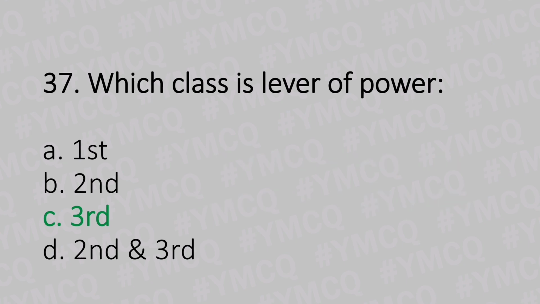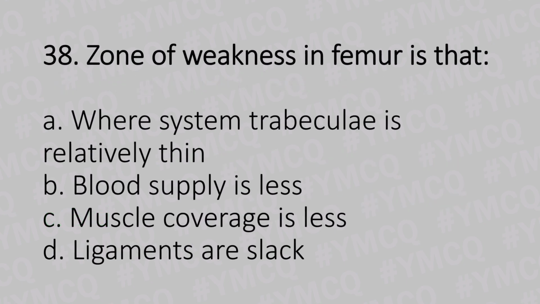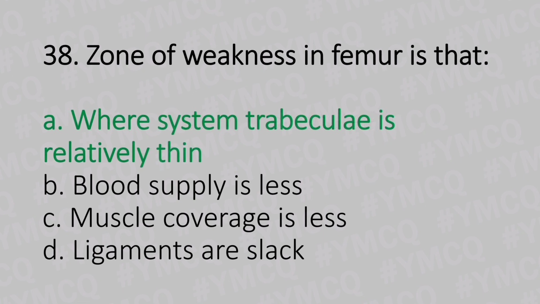Moving to our 38th question, zone of weakness in femur is that: option A, where the trabecular system is relatively thin. Option B, blood supply is less. Option C, muscle coverage is less. Option D, ligaments are slack. And the answer is option A, where the trabecular system is relatively thin.